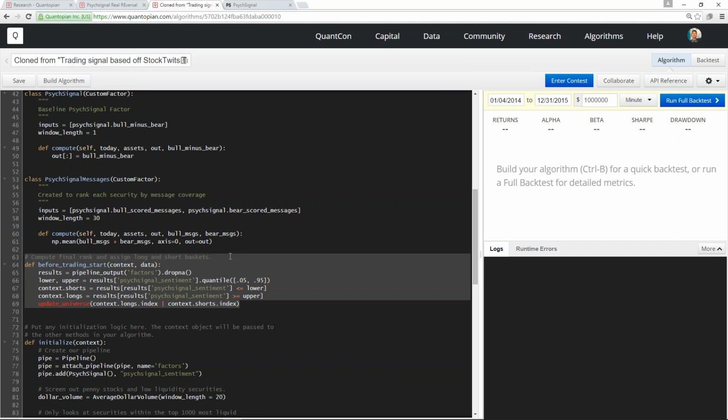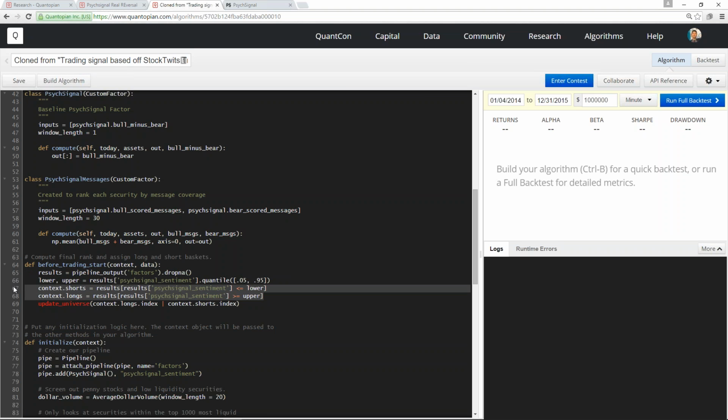You can see that here where I'm saying get the results of my pipeline, and my pipeline is defined down here. Get the results of my pipeline, get the top and bottom 5%, and determine my long and short books from that. So you filtered it down to 500 stocks, and then you're taking the top 5 and bottom 5% of that set of 500 stocks. Yep.